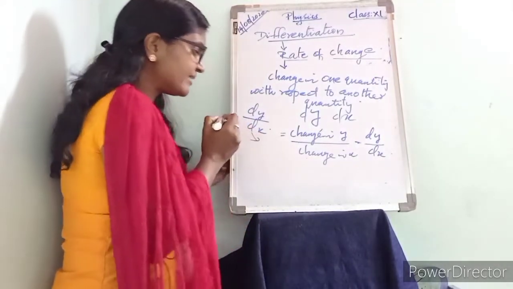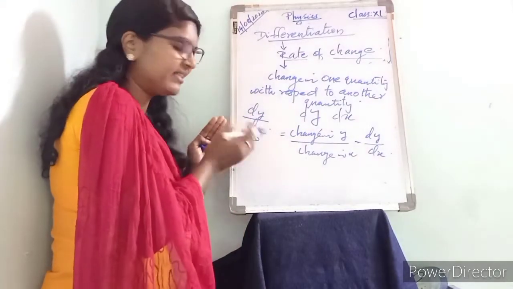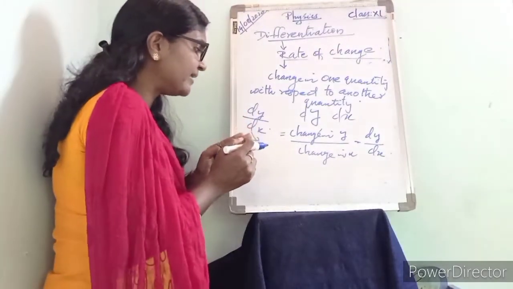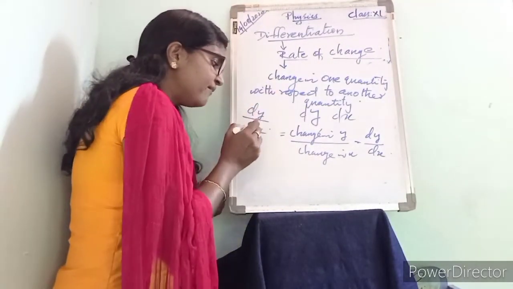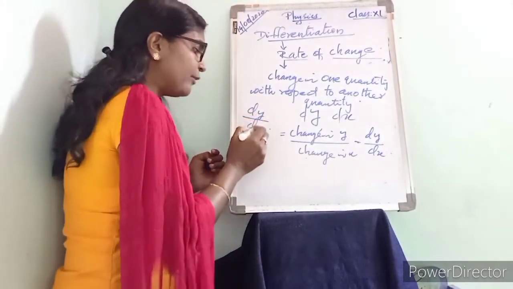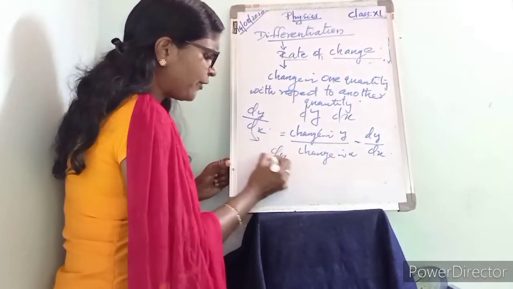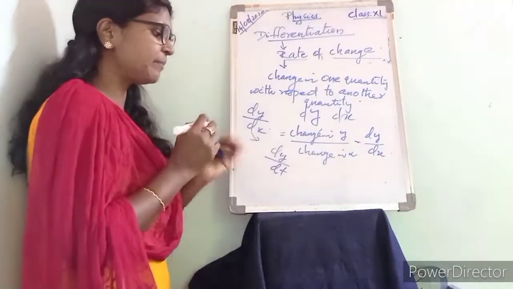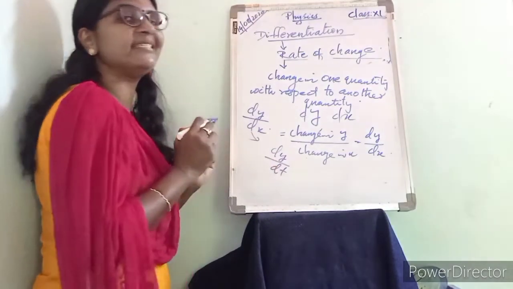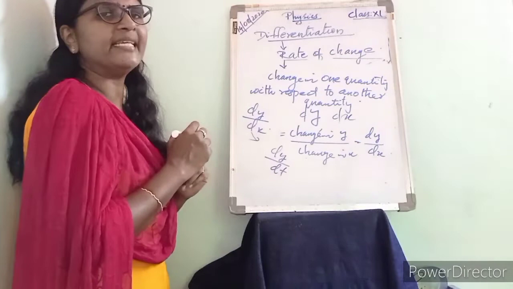This can be read as the rate of change in y with respect to the change in x. Okay, dy by dx means the rate of change of y with respect to the change in x. We can also represent dy by dt. What does this mean? Dy by dt is the rate of change of y with respect to change in time, t.